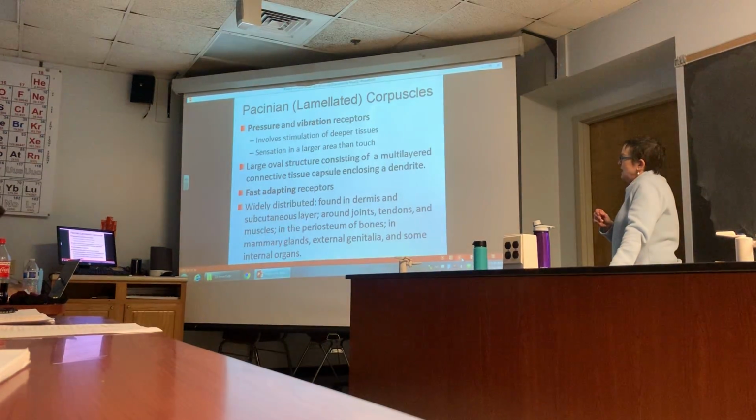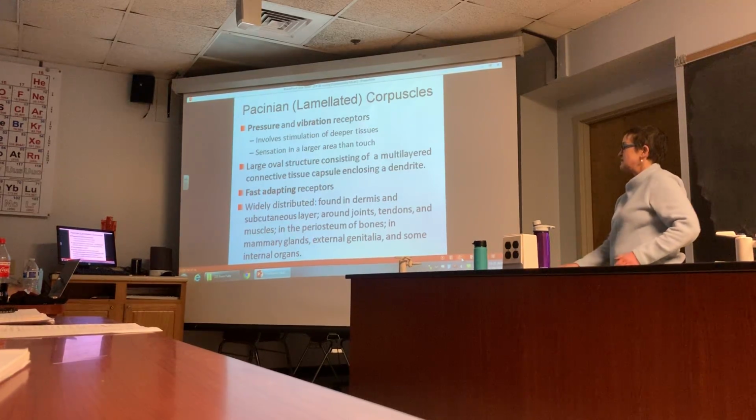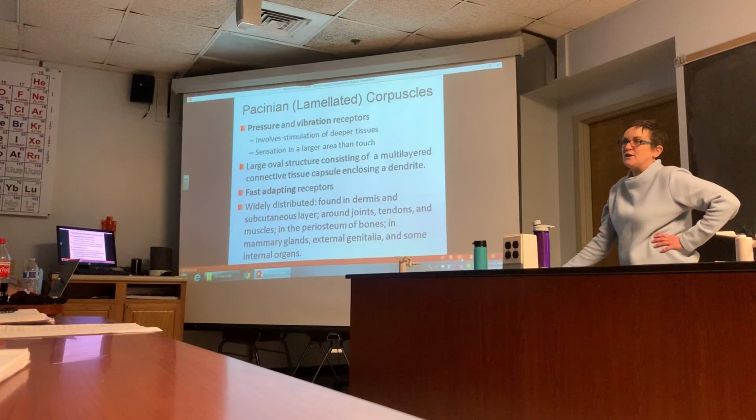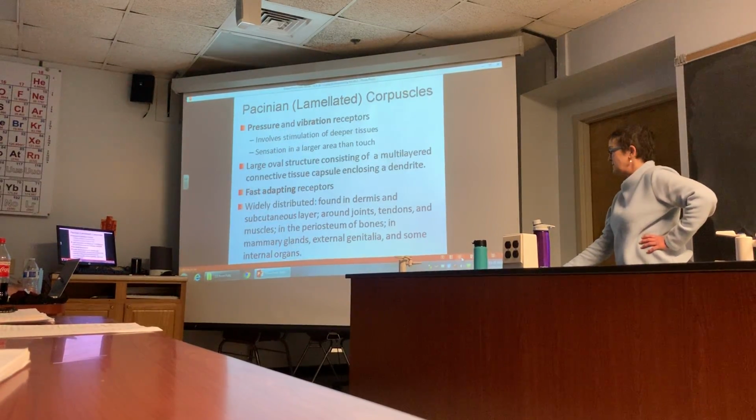They are fast adapting, so after a while they become desensitized with the same stimulation. They are found in the dermis, deeper in the dermis than some of these other receptors. They're also found in the subcutaneous layer, and they are found in deeper structures within the body. They're found around joints, tendons, and muscles. They're found in the periosteum of bones, which is the outer membrane around bones. So if there's pressure put on bones, they're going to be stimulated.